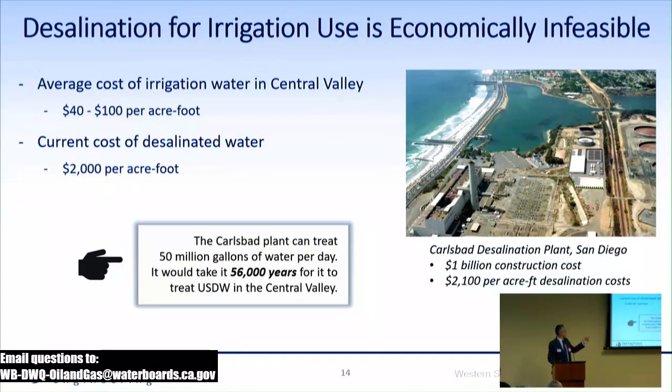doesn't pencil out. And here's actually an interesting little fact: the Carlsbad plant can treat 50 million gallons of water a day, which seems like a lot, but it would take 56,000 years for that plant to treat the volume of USDW that I pointed out in an earlier slide. So this illustrates the vast volumes of USDW that are present in the Central Valley and the difficulties with treating that volume of water.